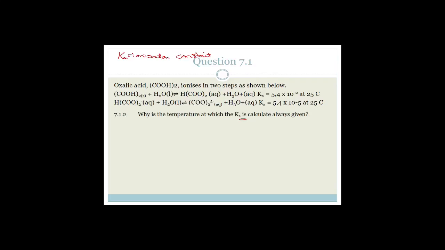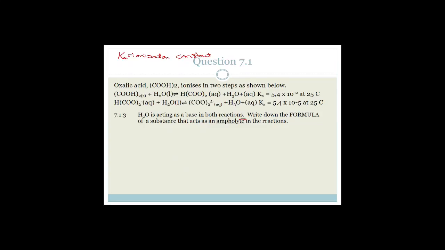Now it says, why is the temperature at which Ka is calculated always given? That is because, just like Kc, Ka is dependent on temperature. Ka will change if the temperature changes. It's exactly the same as Kc. Now, water is acting as a base in both these reactions.